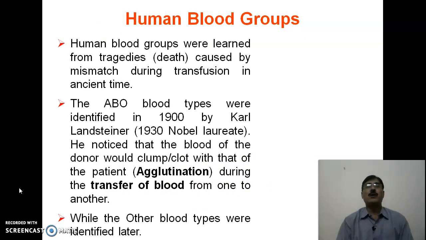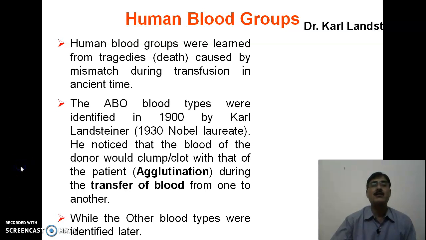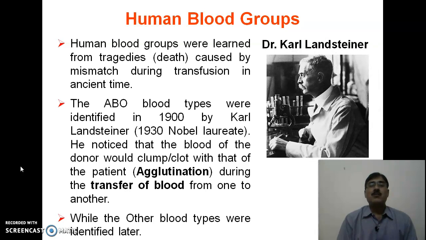The human blood groups were learned from tragedies, deaths caused by mismatch during transfusion in ancient times. The ABO blood types were identified in 1900 by Karl Landsteiner. He noticed that the blood of the donor would clump or clot with that of the patient, which is known as agglutination, during the transfer of blood from one to another, while the other blood types were identified later. Therefore, Landsteiner is known as the father of blood groups.